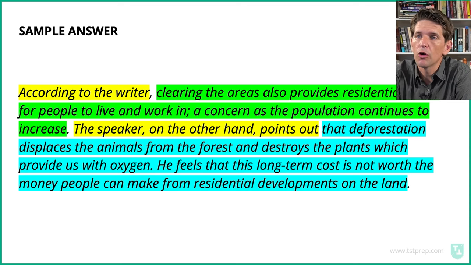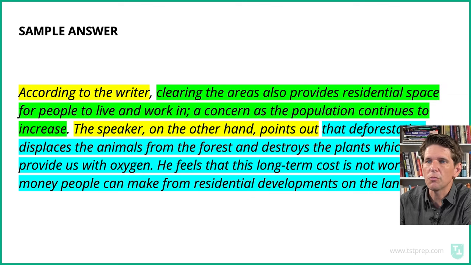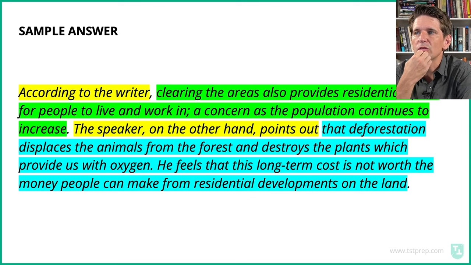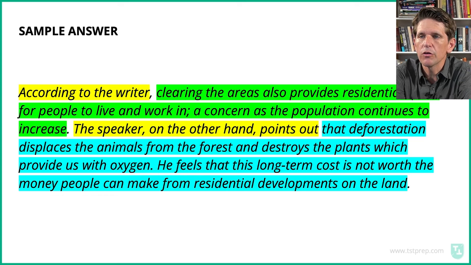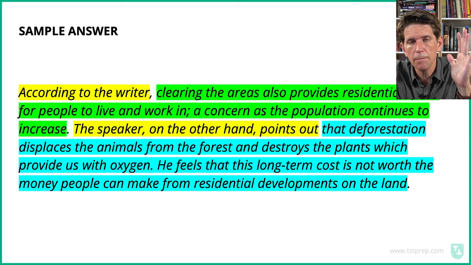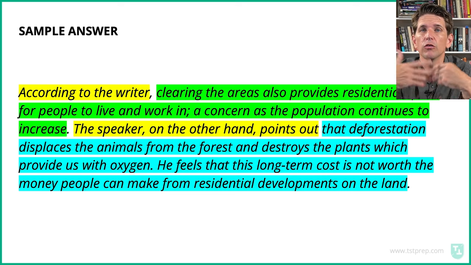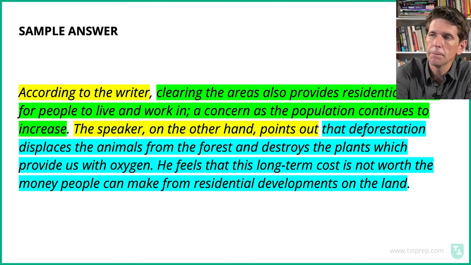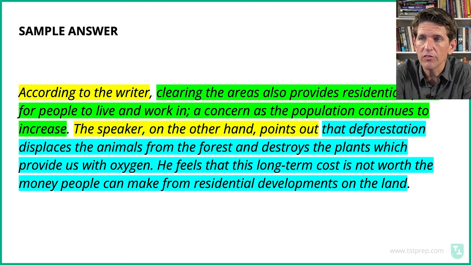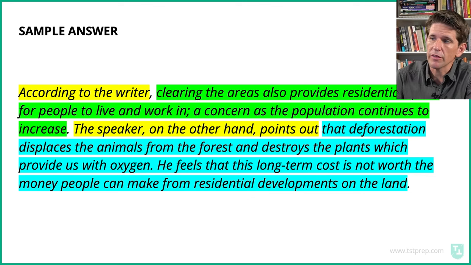Next body paragraph, according to the writer, clearing the areas also provides residential space for people to live and work in, a concern as the population continues to grow or to increase. The speaker, on the other hand, points out. Okay, so I added this kind of phrase, on the other hand, because it puts two commas there, which I think is a good way to show complex grammar, to show that you know a bit more complicated grammar. And then I write two sentences from the listening. So this is very good. Hopefully you heard all this stuff from the listening passage.